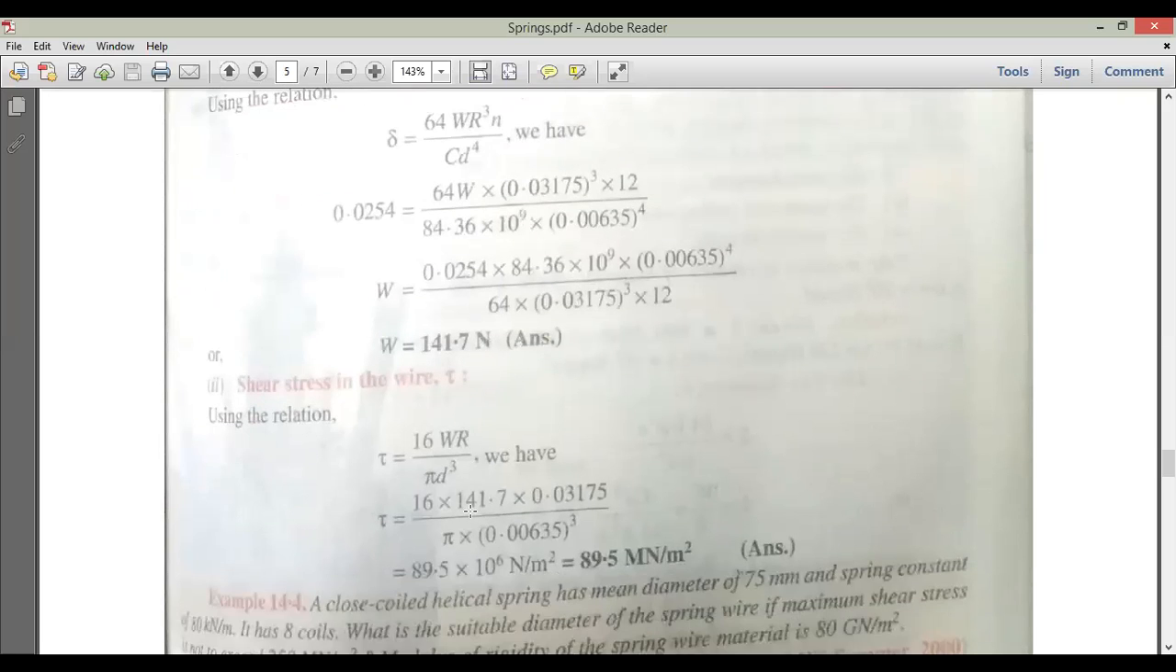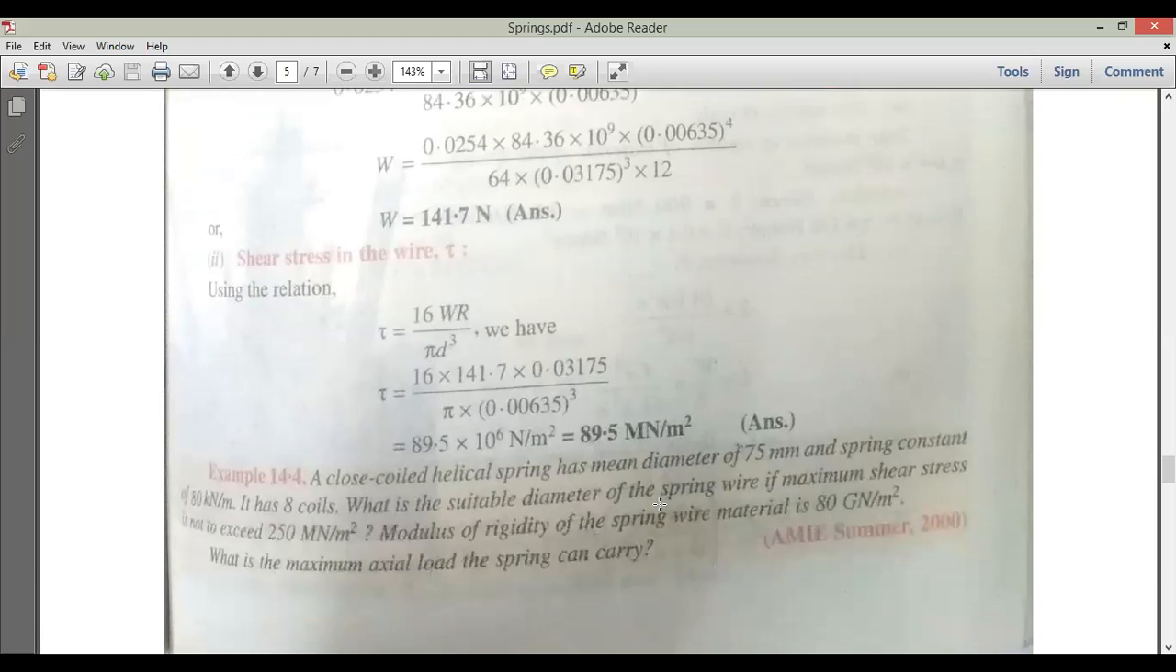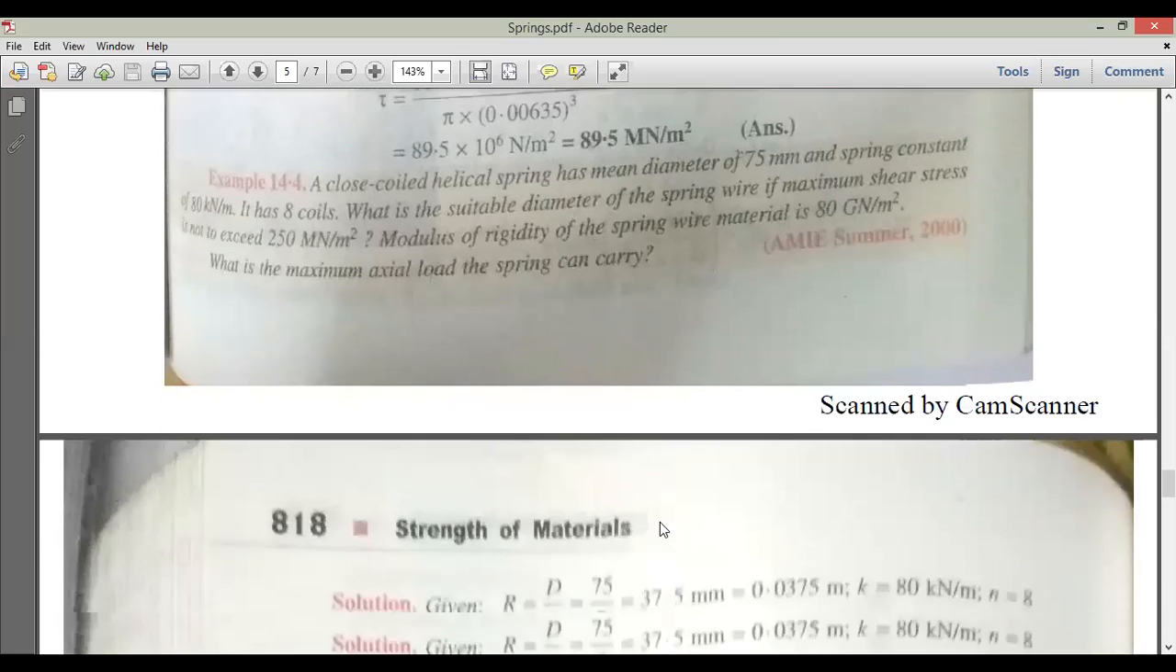Again, shear stress in the wire can be calculated by the formula tau equals 16 WR by pi d cube. So 16 into 141.7 into 0.3715 divided by pi. So this is the shear stress that will be developed in a spring while loading by 141.7 weight. So radius and diameter of the wire are given. Substituting these values, we will be developing around 90 meganewton per meter square. So this was the example that we have solved on this basis.